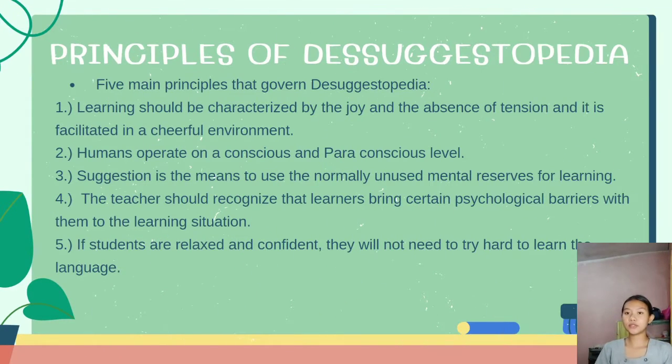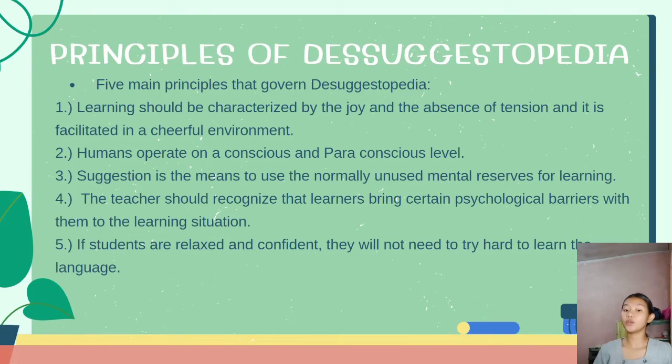Now let's proceed to the principles of Suggestopedia. There are five main principles that govern Suggestopedia. First, learning should be characterized by joy and the absence of tension, and it is facilitated in a cheerful environment. If our surroundings are full of joy, we can feel more comfortable, it helps improve the attention of learners, and the students feel relaxed.